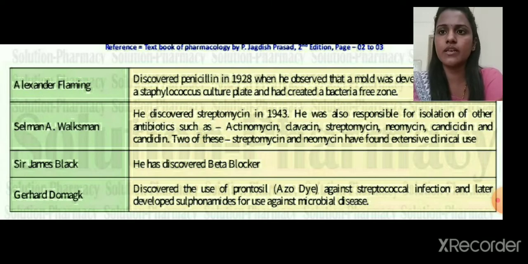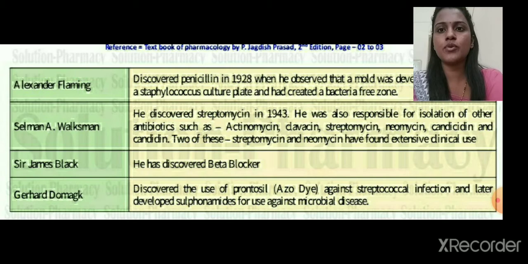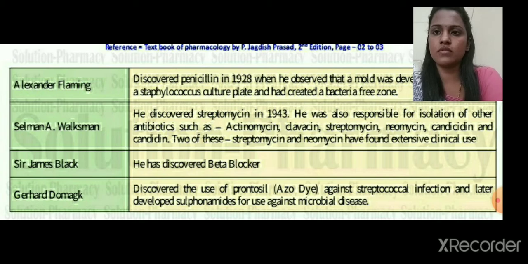The next scientist is Selman Waksman. Selman Waksman is a scientist who discovered an antibiotic in 1943. He was also responsible for the isolation of other antibiotics such as actinomycin, streptothricin, streptomycin, neomycin, and a Candida species antibiotic. Two of these, streptomycin and neomycin, are used clinically. These were discovered by the scientist Selman Waksman.